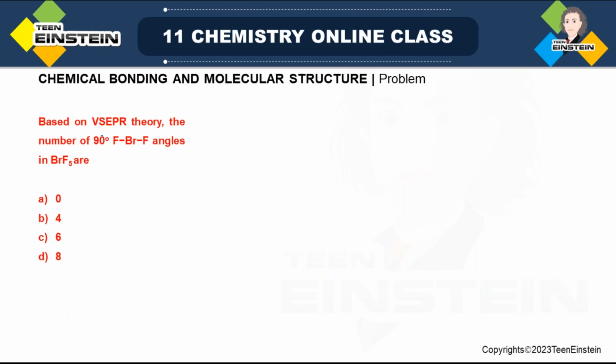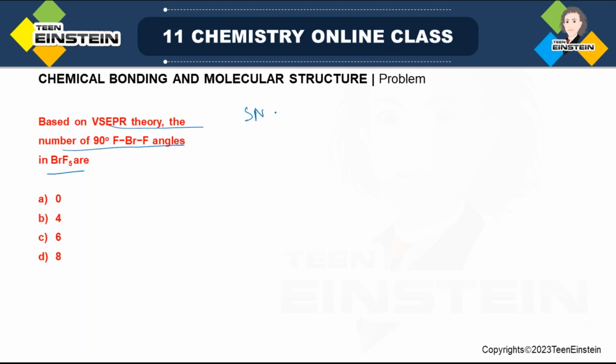Next question. Based on VSEPR theory, the number of 90-degree fluorine-bromine-fluorine angles that are present in this molecule BrF5. Options are 0, 4, 6, 8. So what you have to do, based on VSEPR theory, is just apply the same rule for BrF5.